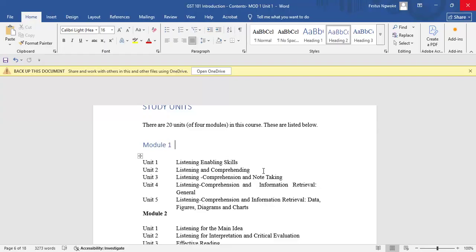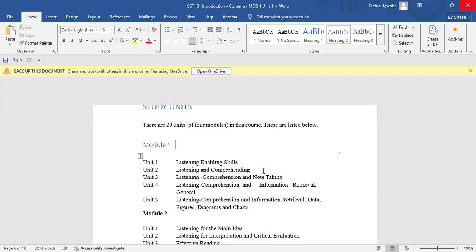Before we go on, I will tell you much about listening and also make a difference between listening and hearing so that it will be very clear. Then we are going to mention some listening enabling skills for module 1: listening and comprehension, listening comprehension and note taking, then listening comprehension and information retrieval, on a general note, before we talk of specific ones like listening to retrieve information from data, from figures, from diagrams and charts. That is the makeup of module 1.